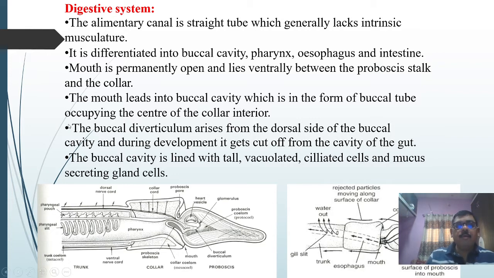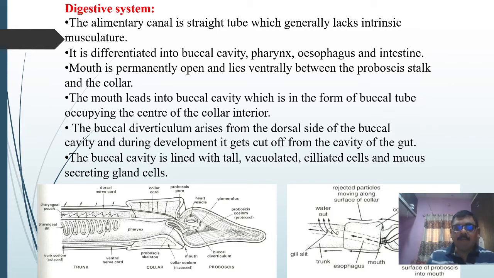So the basic plan of the digestive system has the mouth, then the buccal cavity, then the pharynx, esophagus, then the intestine, and the anus.